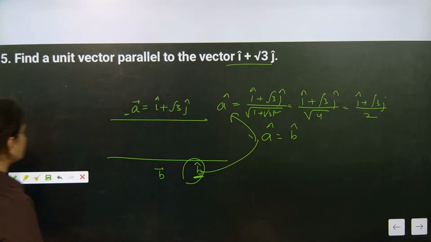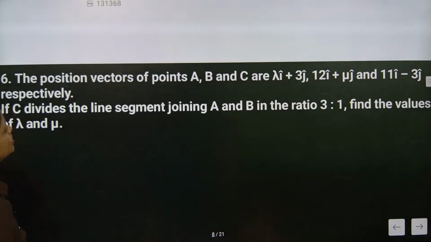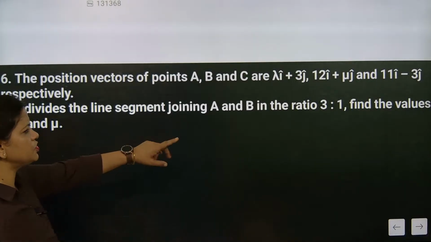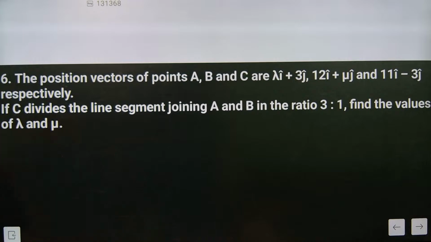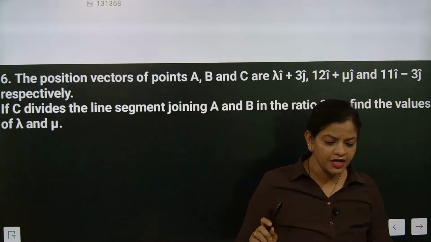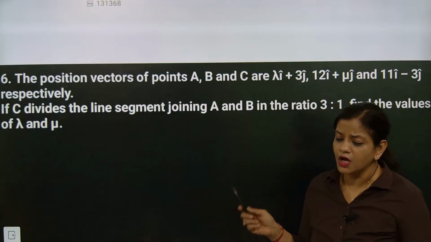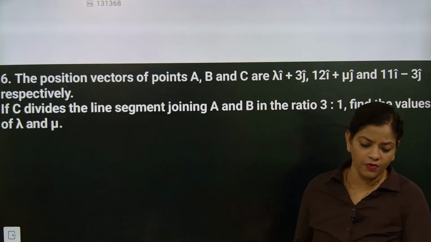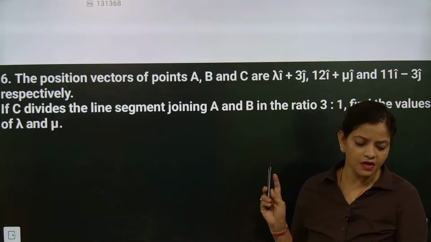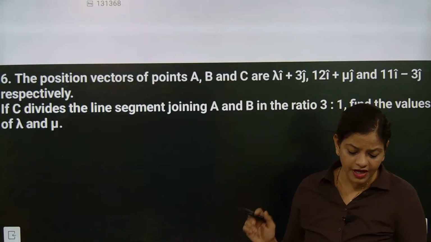Kishore, Tanish, Madesh, everybody please join. The position vectors of points A and B are given respectively. C divides the line segment joining AB in the ratio 3:1. Find the value of lambda and mu. This is a typical type of question and I want all of you to please keep a hand in this type of questions. Try these questions out please.